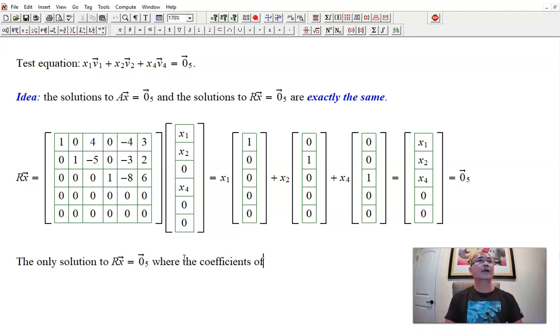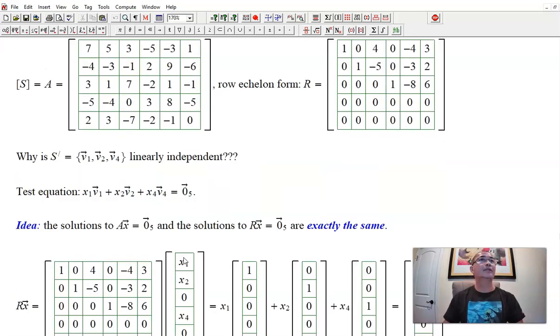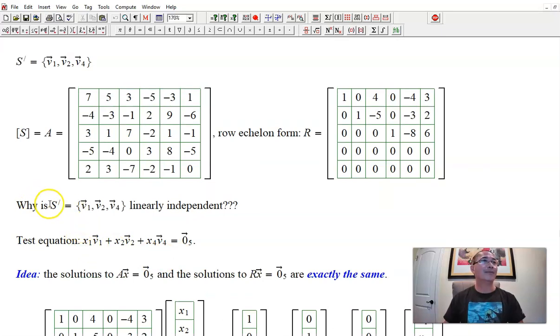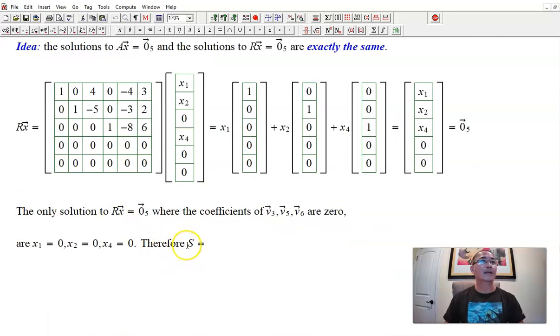where the coefficients of v3, v5, and v6 are 0, are x1 equals 0, x2 equals 0, and x4 equals 0. Okay, so therefore, our set v1, v2, v4, which we called S, let me just copy it up here, I'm sorry, S prime. Therefore, S prime, made of these 3 vectors, is linearly independent.